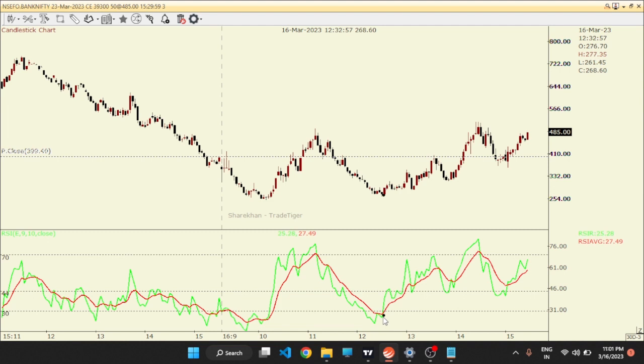As you can see here, the RSI values are 25 and 27, and the candle closing was at 291, and it made a high of 354. It also crossed above 30, and it's also a good trade.